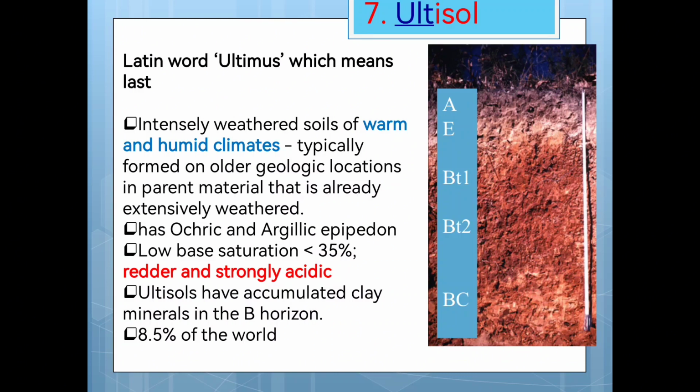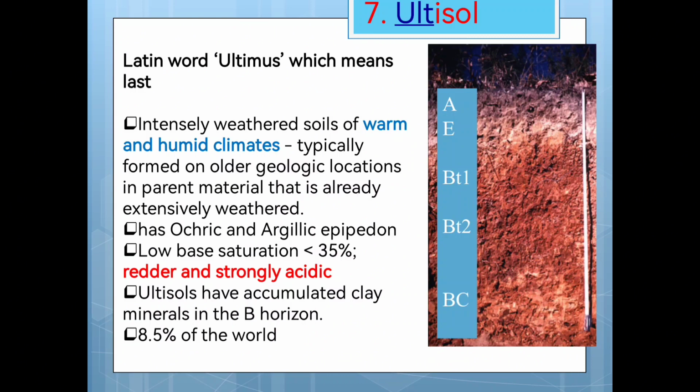It undergoes a lot of weathering, and that's why there's a lot of horizons na na-form. It has ochric and argillic epipedon. It has low base saturation, less than 35%. They are red and strongly acidic due to leaching of the basic ions. What is left are just the aluminum and the hydrogen and iron. And they have accumulated clay minerals in the B horizon.